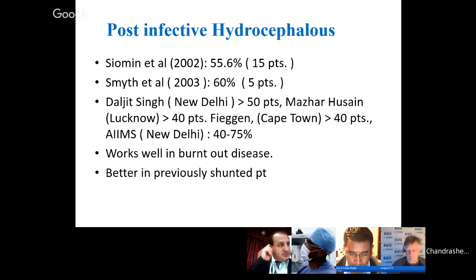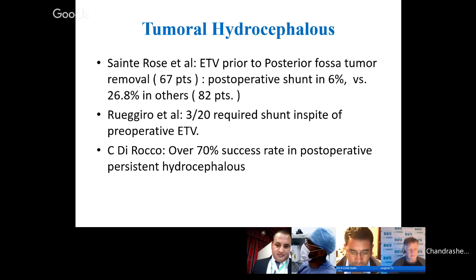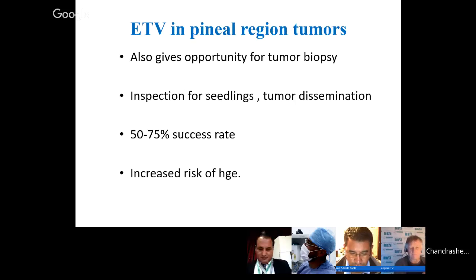Series from India, from AIIMS and GB Pant in Delhi, and Lucknow, have all shown about 40% success rates. Similar work from Fegan and colleagues in Cape Town has shown the same. Tumoral hydrocephalus is probably a very good indication to do a third ventriculostomy rather than going for a shunt. Either before surgery or even after surgery, you can get up to 60 to 70% success rate. Pineal region tumors, of course, are probably one of the most predominant indications in our practice, because they also give us an opportunity for tumor biopsy and CSF sampling.